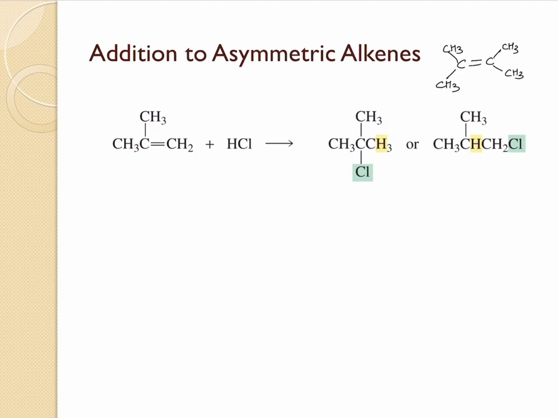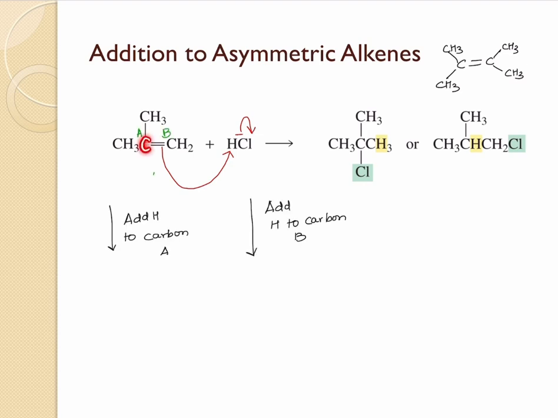Now, which one is going to be formed? For that, we have to look more into the details of the mechanism and also look into the different carbocations that will be formed. What is the first step in the electrophilic addition reaction? The electrons from the double bond are going to attack the electropositive hydrogen, and the bond between the hydrogen and chlorine is going to leave.